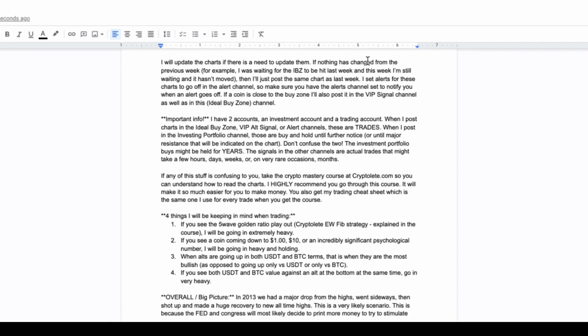If the ideal buy zone hasn't been hit, then I'm still waiting for it, and I'm just going to post the same charts as last week. It makes sense. I set the alerts for these charts to go off in the alert channel in the VIP, so make sure that you have the alert channel set to notify you when the alerts go off if you are a VIP member. Anyway, if a coin is close to the buy zone, I'll also post it in the VIP signal channel as well as the ideal buy zone channel.